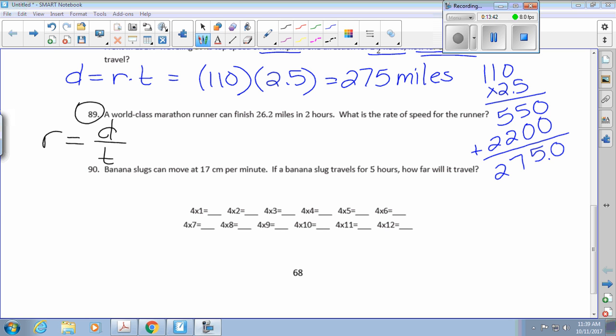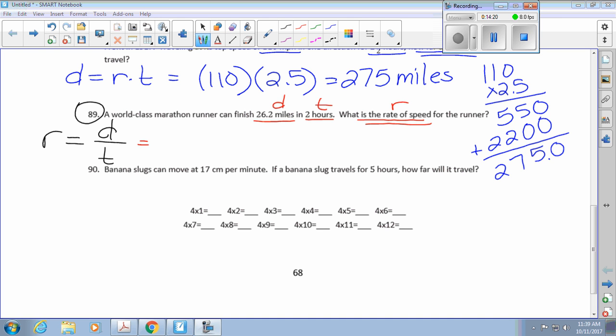Okay, so the kids have already said that the formula, some kids said it, that the formula is rate equals distance divided by time, or you may hear people say over time, which means the same thing. All right, so we need to plug in the correct info here. So let's go through our question. It says a world-class marathon runner can finish 26.2 miles. So 26.2 miles would be our what? Distance, rate, or time? Distance. All right, 2 hours is our time, and we're looking to find the rate. All right, so that's why we use the rate formula.